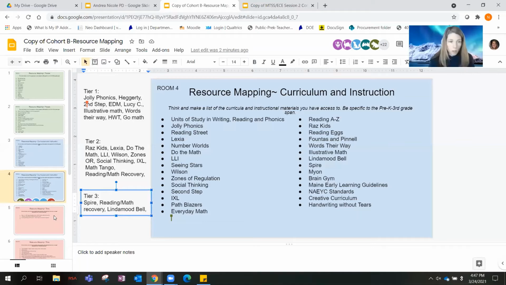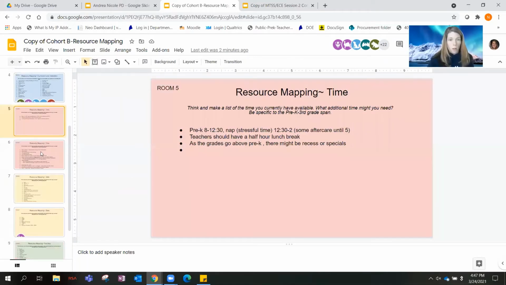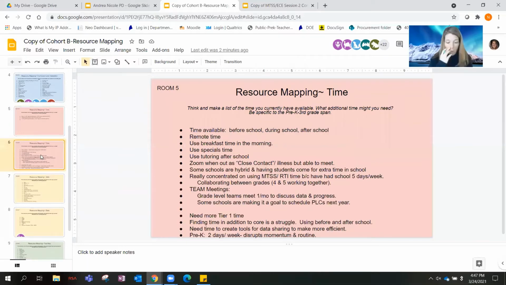I think we can go on to time. Okay, so time is another big one where, like our personnel mapping, time is one that could be creatively used to meet the needs that exist in our buildings, right?